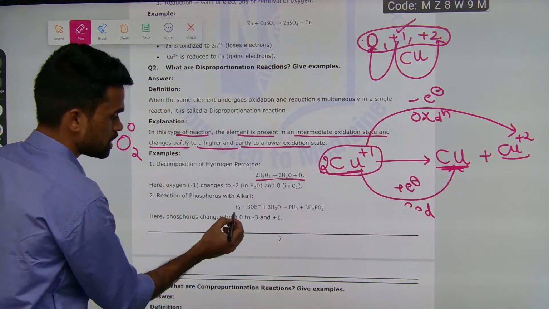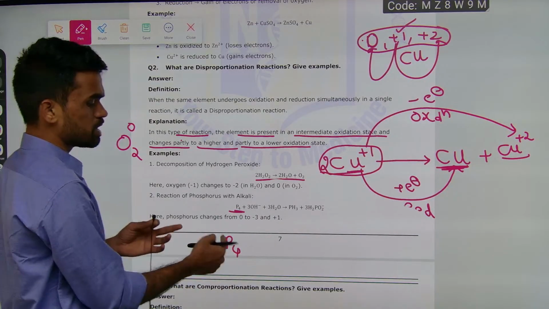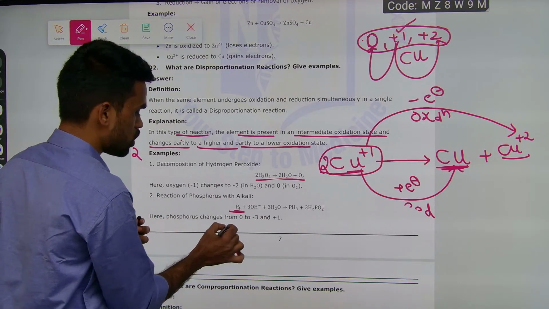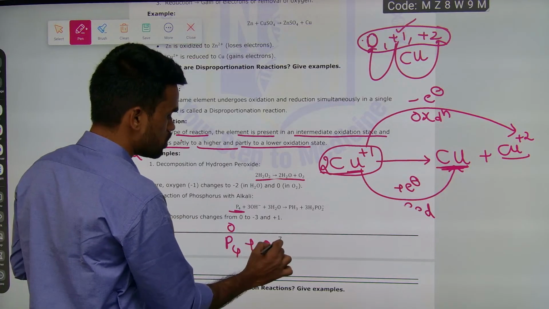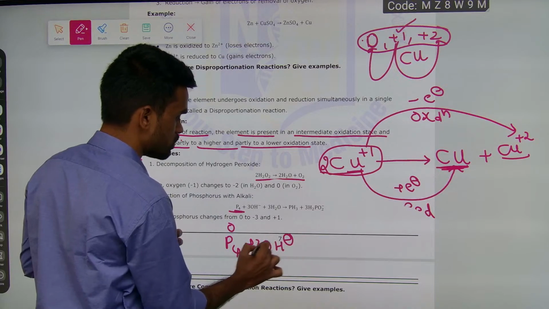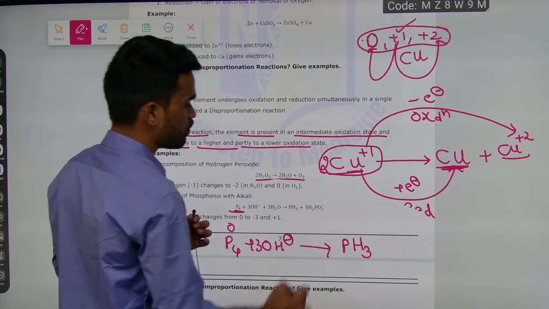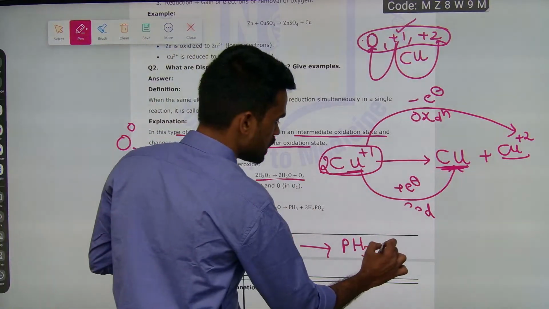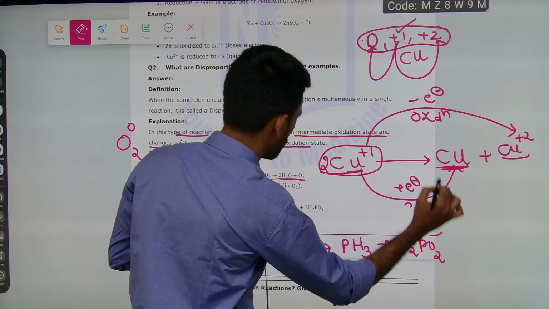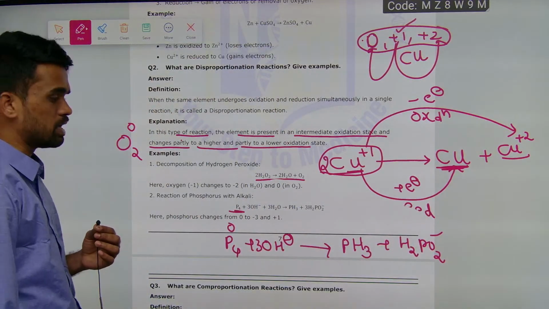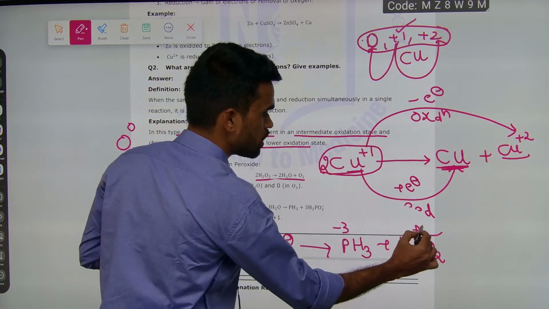So just see here, P4. It means phosphorus is combining with itself, therefore its oxidation state is considered to be 0. Now in basic medium it will undergo a disproportionation reaction. Then what will it form? It will form PH3, phosphine, along with H2PO2 minus. This phosphine has -3 oxidation state and here it is +1 oxidation state.